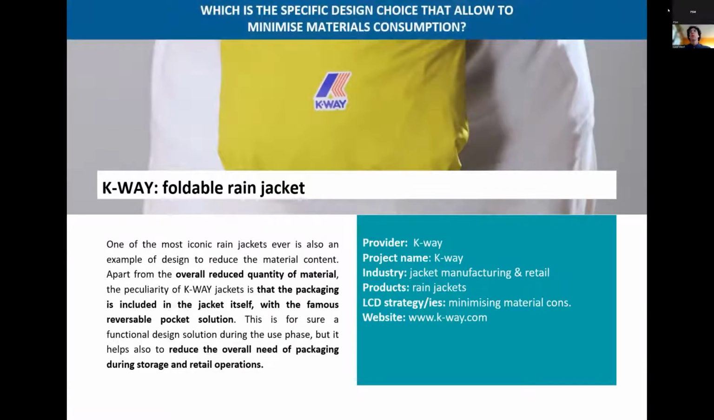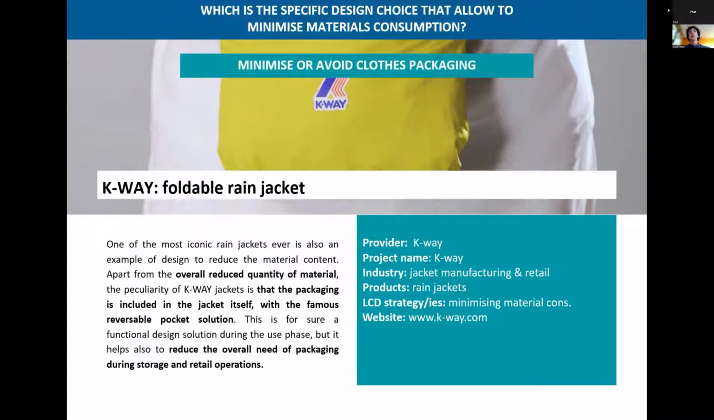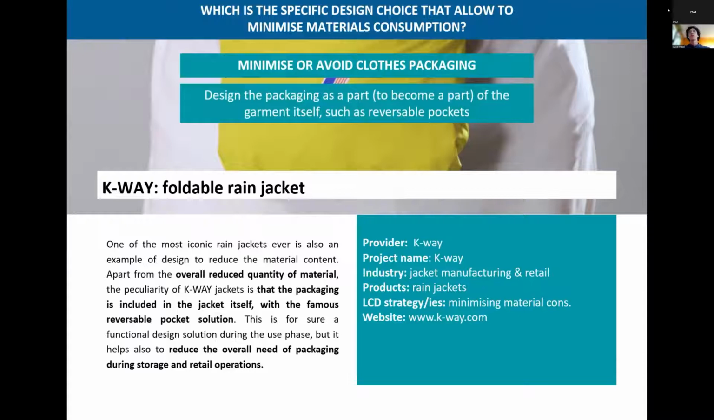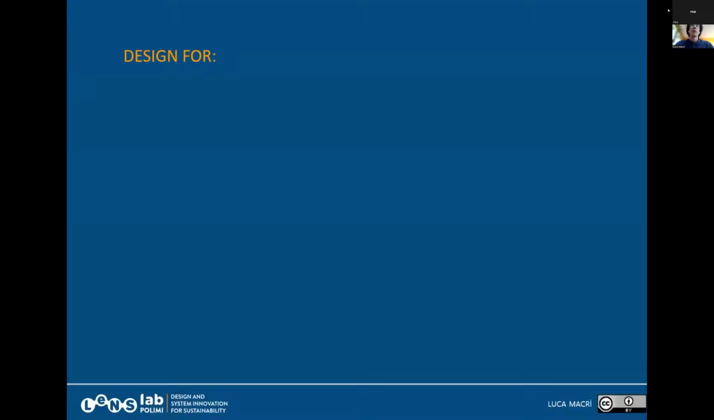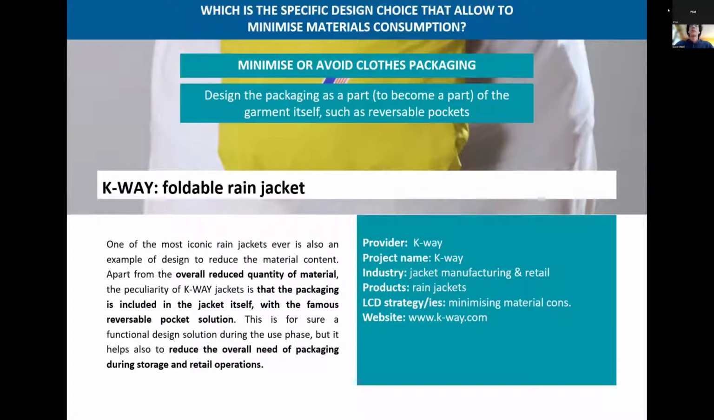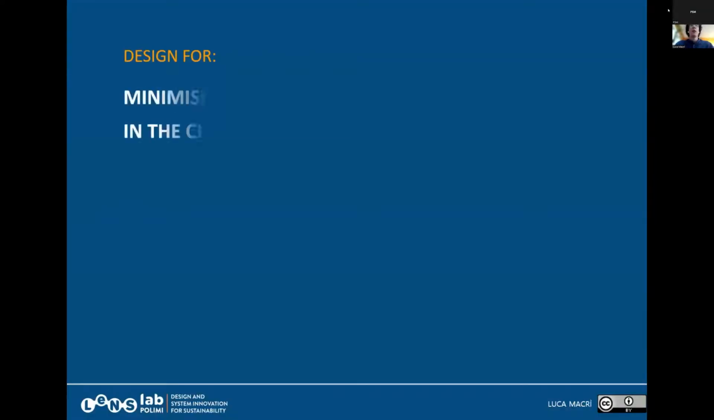And so again, the specific choice applied here to minimize material consumption is obviously to minimize or avoid the cloth packaging. And in particular, the guideline that has been applied, I guess not intentionally, is designing the packaging to be, or become, a part of the garment itself, such as reversible pockets. So that's an interesting example. Those were the three examples for minimizing the content of material.